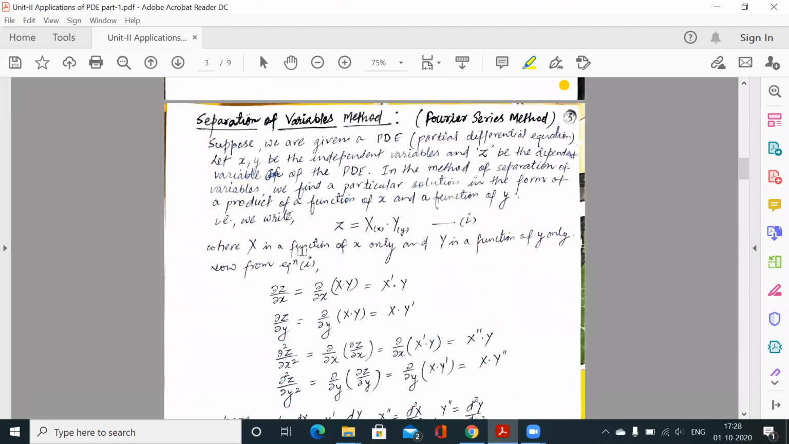Next, the main method in this unit is the separation of variables method. This method is also called the Fourier series method. We say this method either separation of variables, or method of separation of variables, or Fourier series method. In this unit we have to use this method only to solve all kinds of partial differential equations. So what is the procedure? A very simple procedure is there. It is separation of variables.